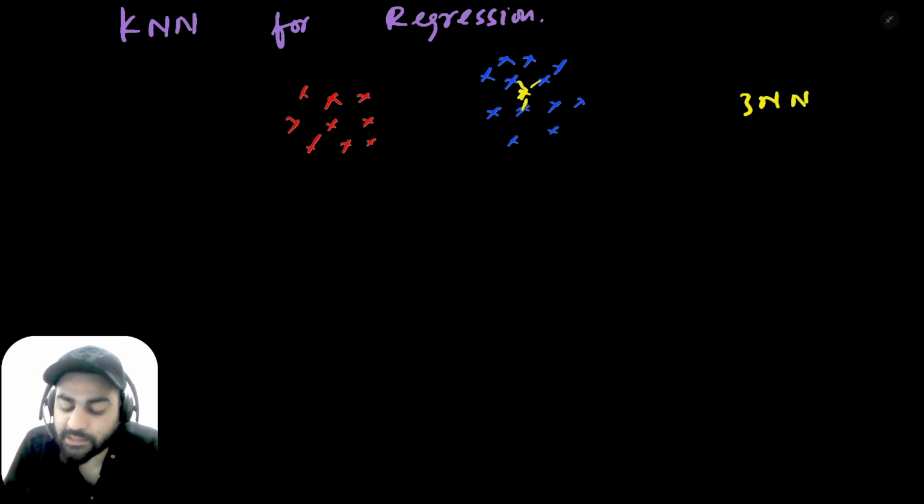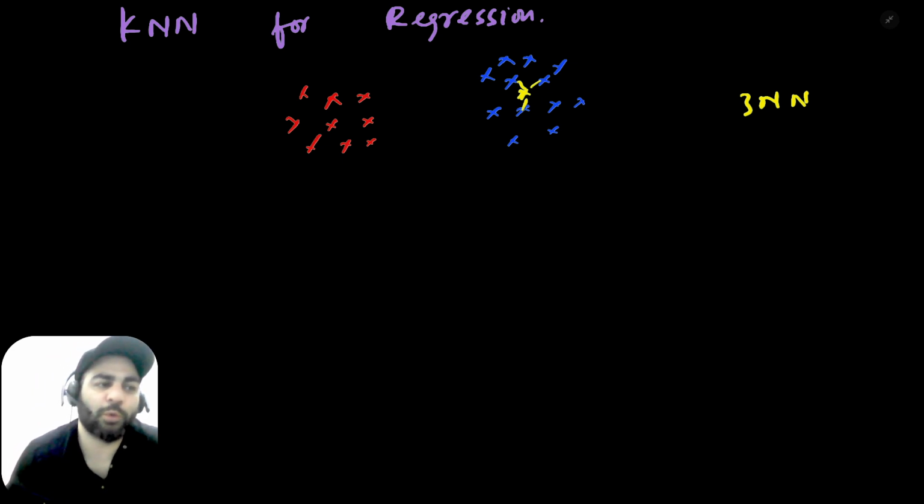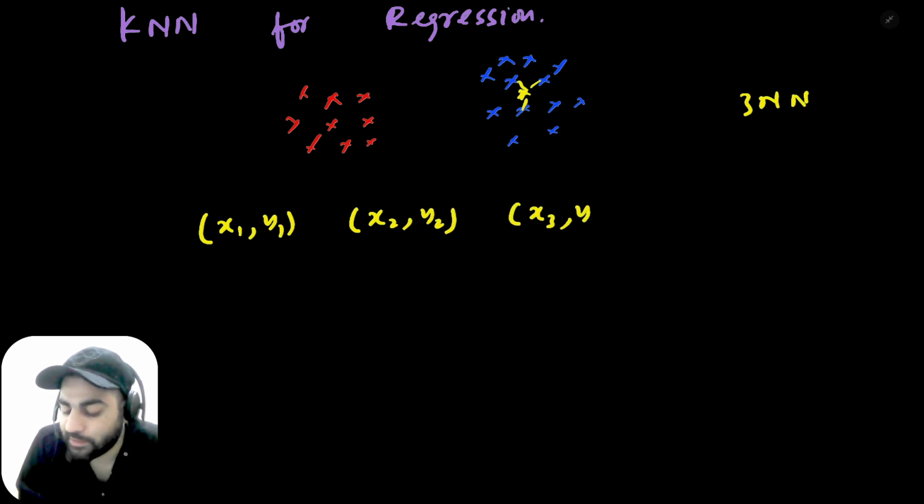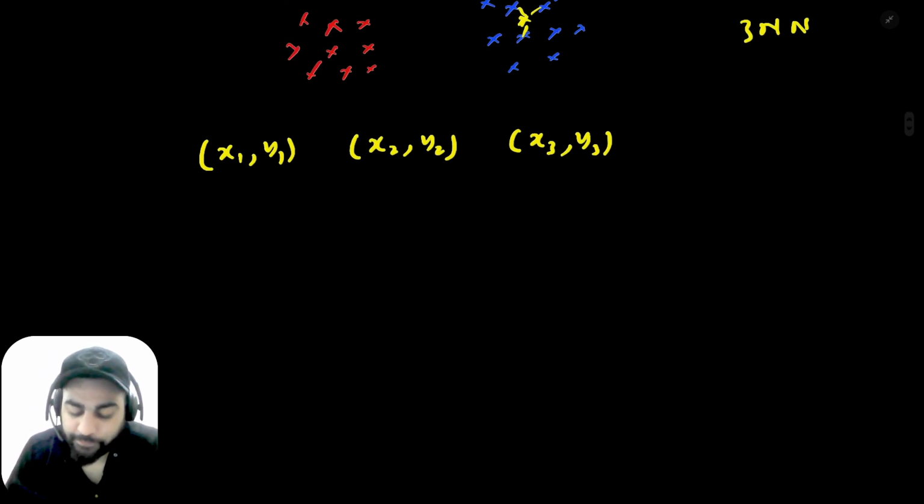These neighbors have labels, but they are not a discrete number. They are not just 0 or 1. They are now a regression value, a value which belongs to R. Let's suppose we have x1, y1 as our first neighbor, x2, y2 as our second neighbor, and x3, y3 as our third neighbor. Again yi belongs to R, so these things belong to R.